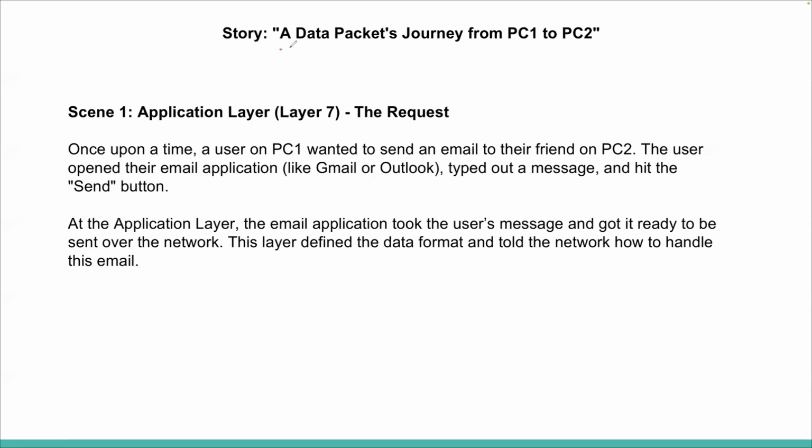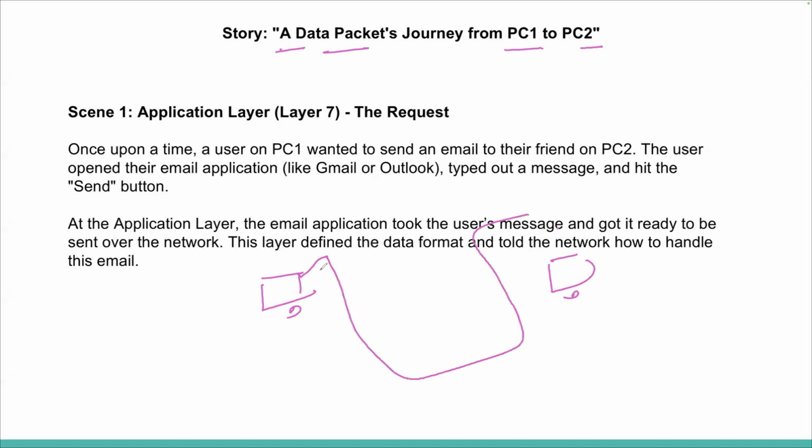So the story is a data packet journey from PC1 to PC2. So I have a PC1, I have a PC2. How data starts from the 7th layer, goes to 6, 5, 4, 3, 2, 1, then comes to a different application. From one application to another application, how data is getting transferred with the help of the OSI model, we'll understand that.